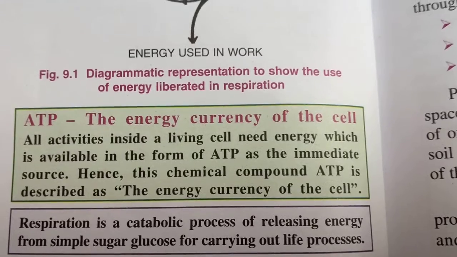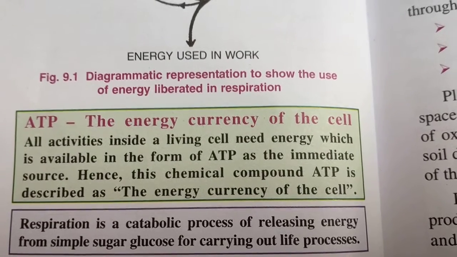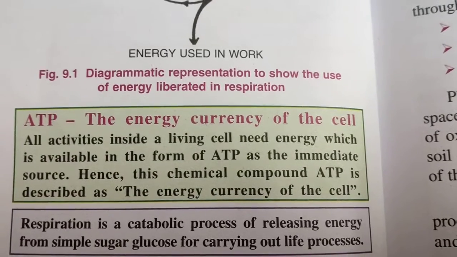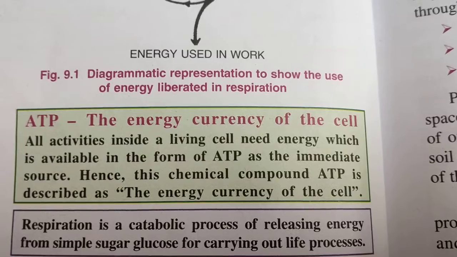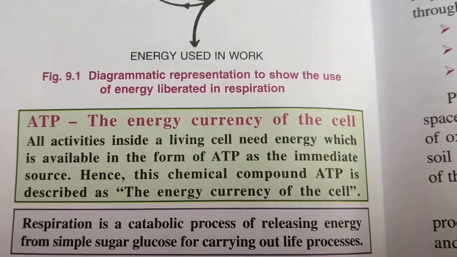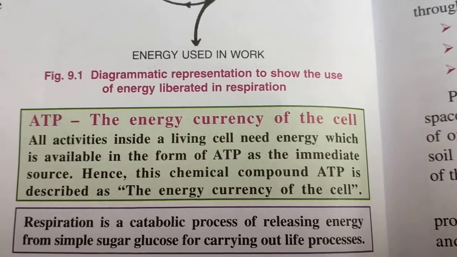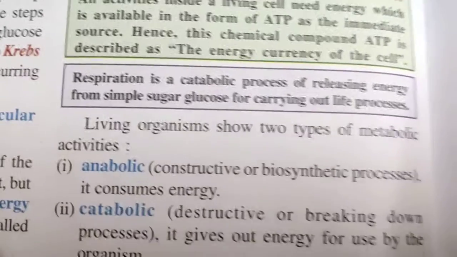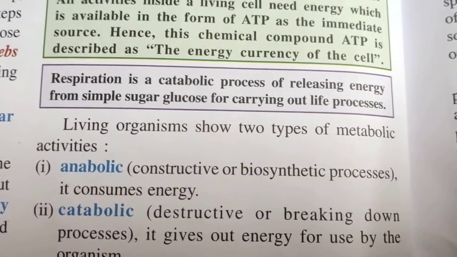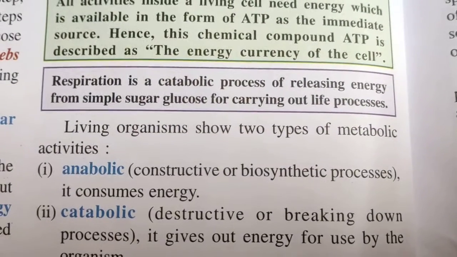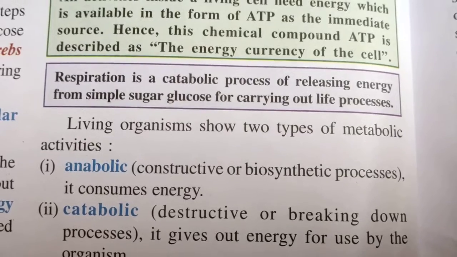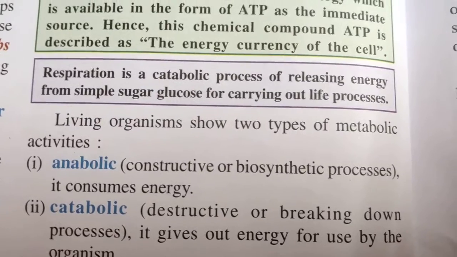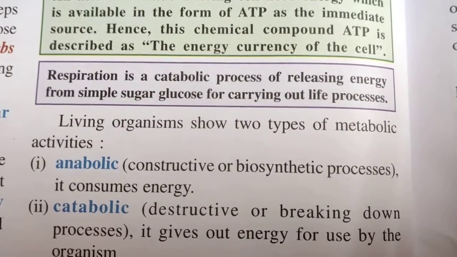So, I hope you have learned in your childhood about catabolism and anabolism. Respiration is definitely an example of a catabolic process of releasing energy from the simple sugar glucose for carrying out life processes. Living organisms show two types of metabolic activities. Again, they have described here, anabolic and catabolic. Anabolic means something which is constructive, and catabolic means something which is destructive. Destructive means breaking down, constructive means biosynthetic process.